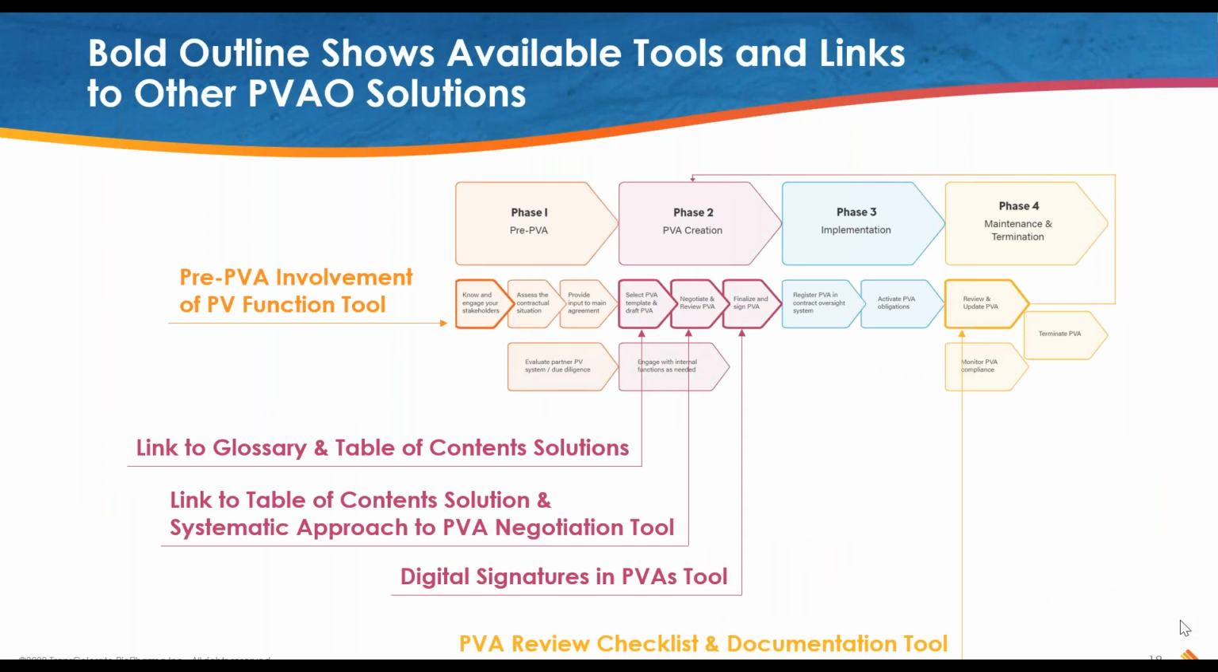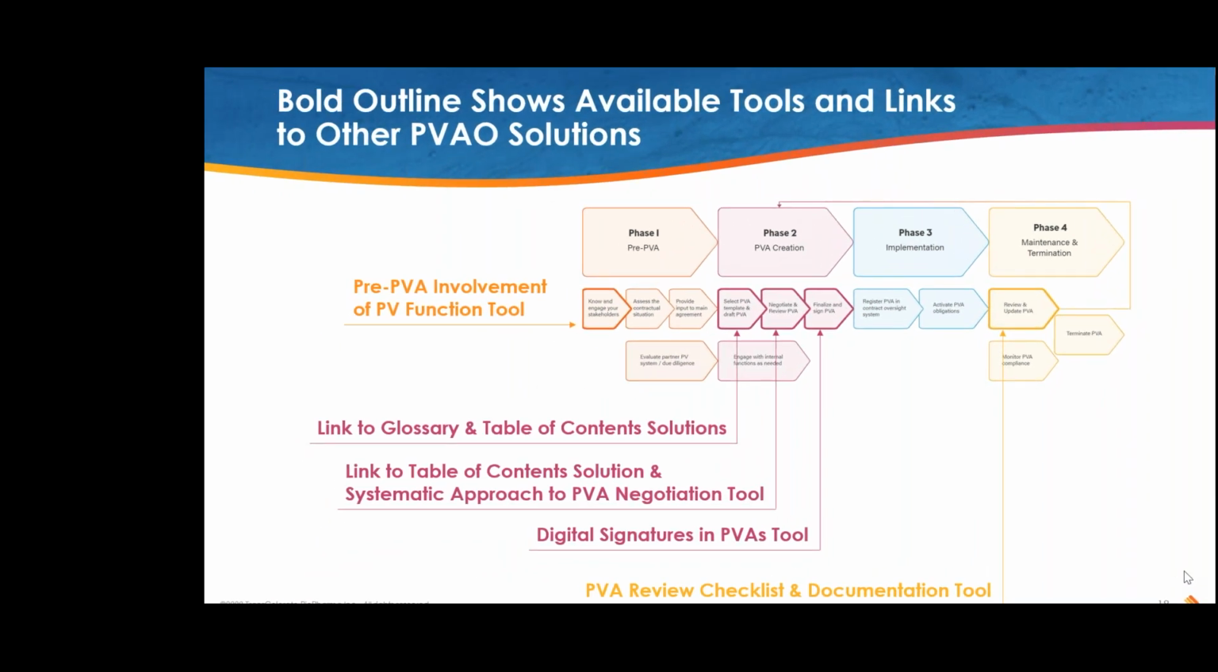Here you can see the interactive process map, which you can see on the website that was indicated before. And you see every step that has a bolded outline has tools available. I will focus on the pre-PVA involvement of PV function tool, as well as the PVA review checklist and documentation tool, whereas Jean and Jennifer will focus on the glossary and the table of contents solution. Next slide, please.